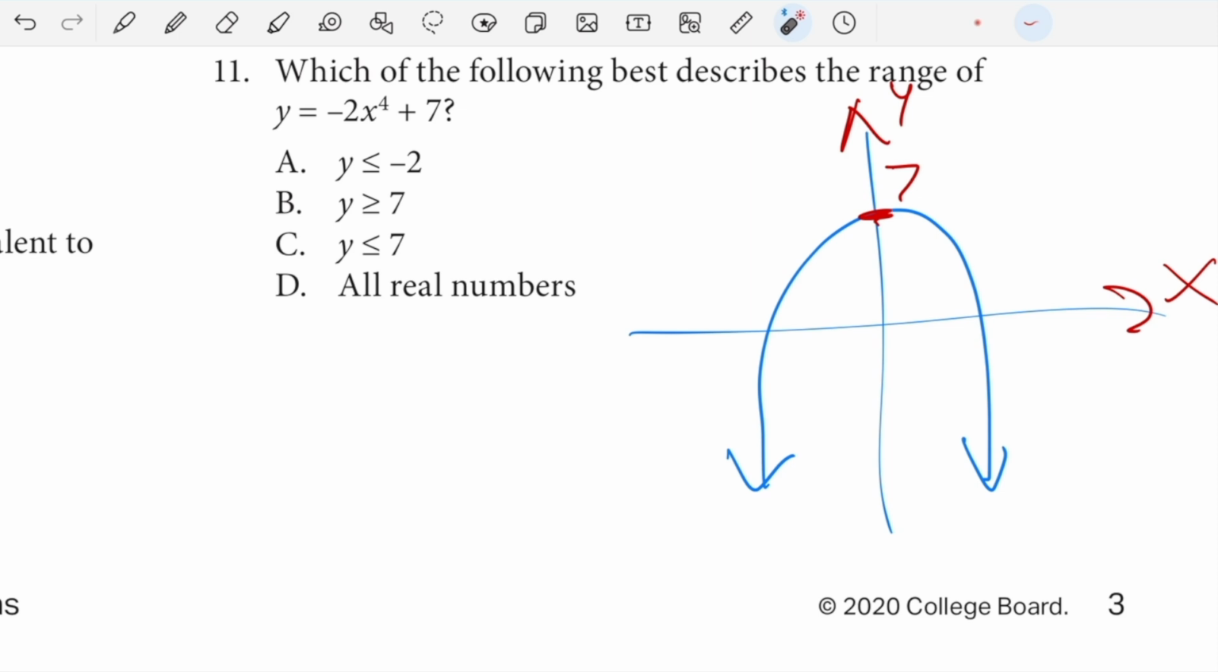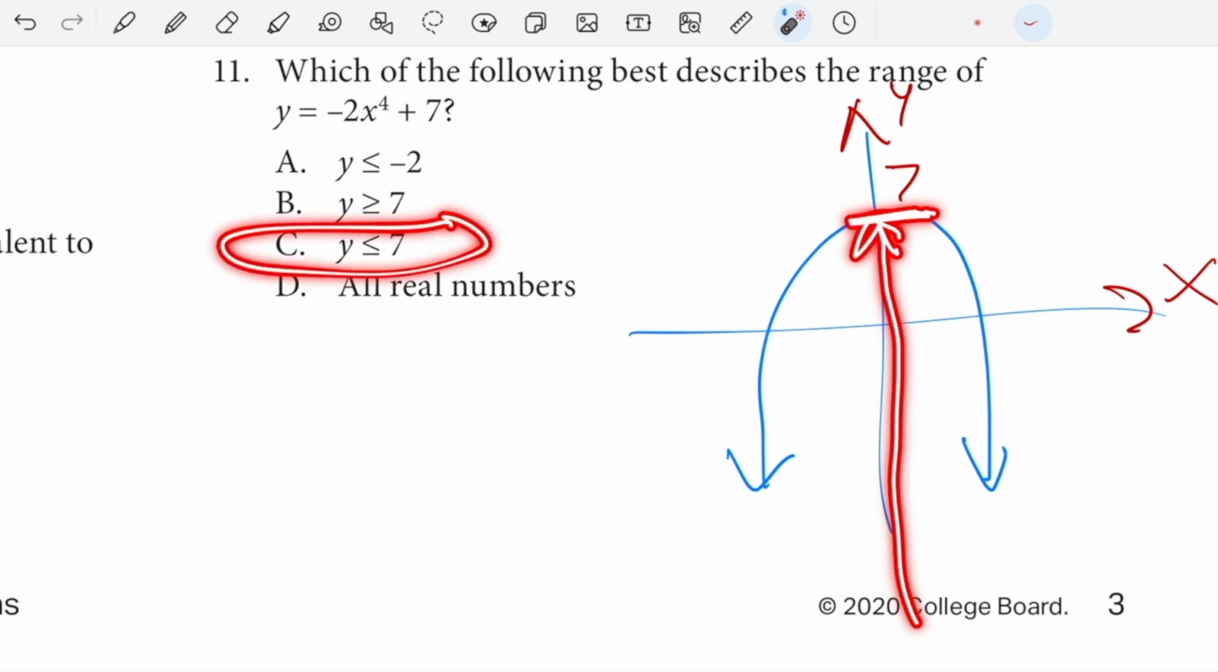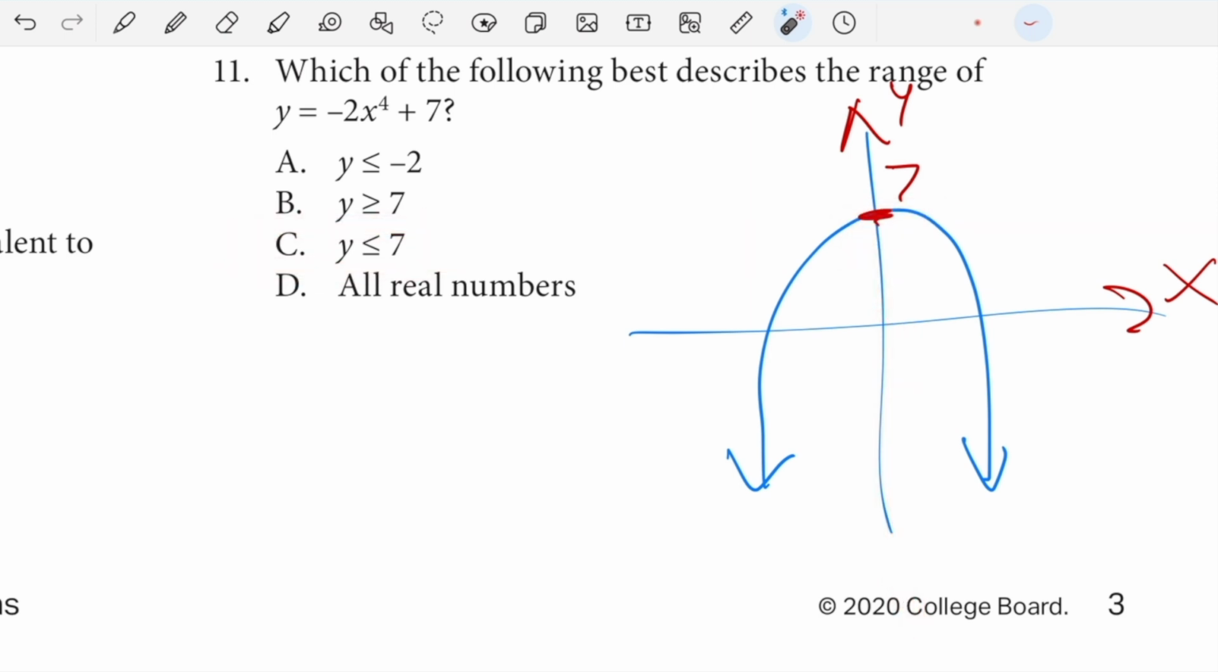Okay, so your graph, the highest value that your graph has is at 7, and then it has arrows going down. So your range starts at negative infinity all the way to the bottom because of those arrows, and it goes all the way up to 7. That's the highest value. Okay, so y has to be less than or equal to 7. So my answer is C, 12.